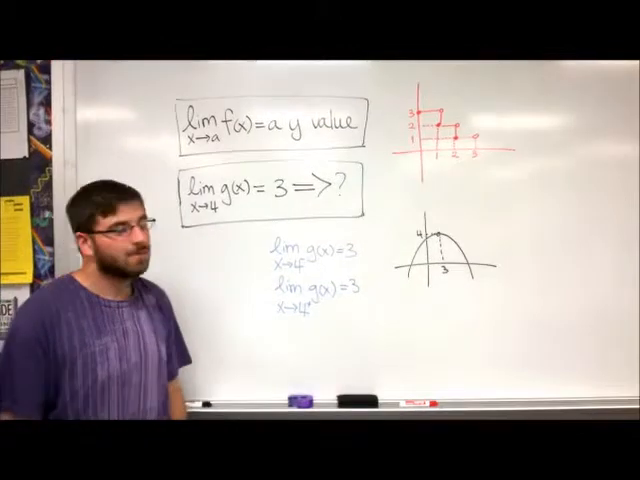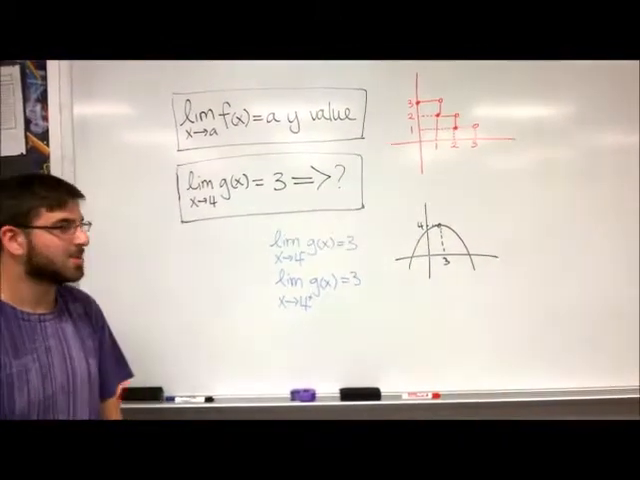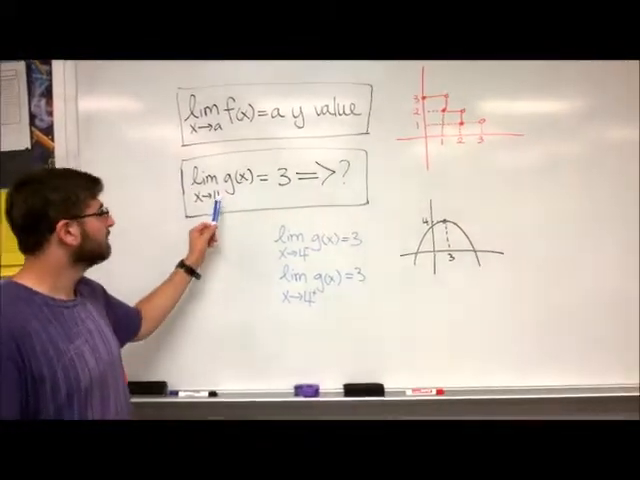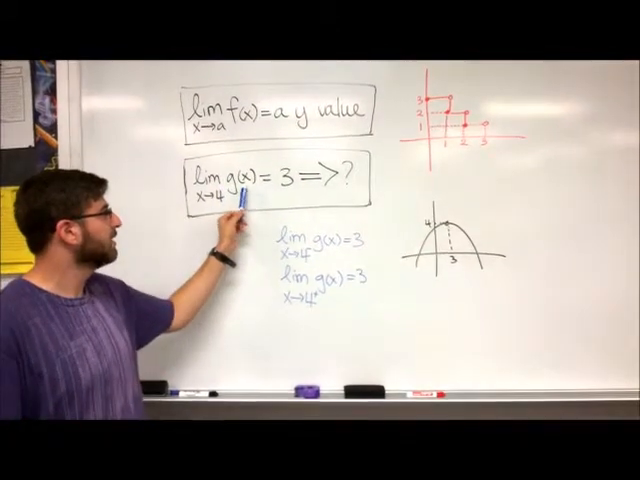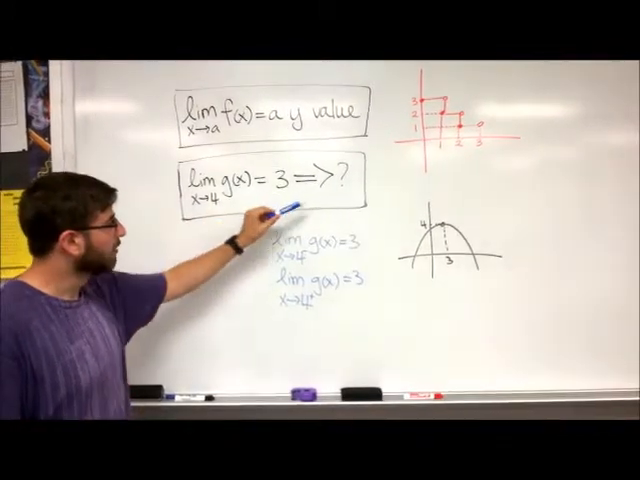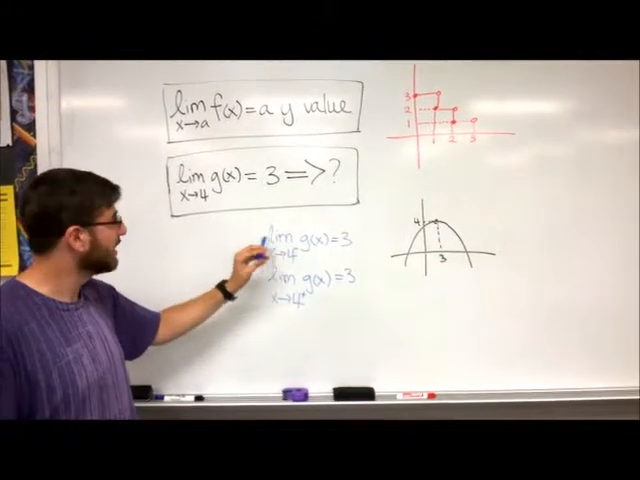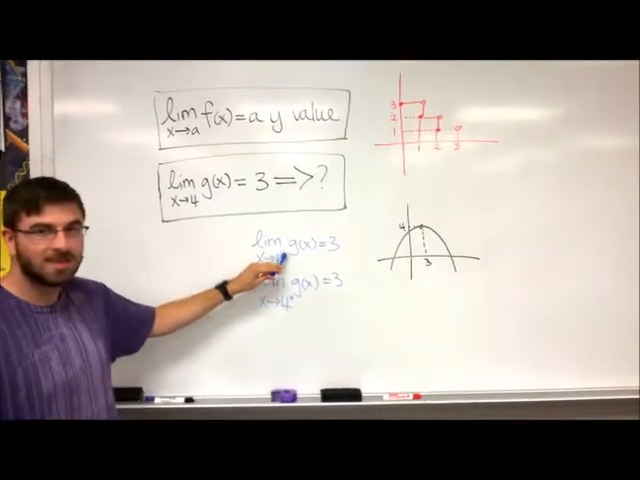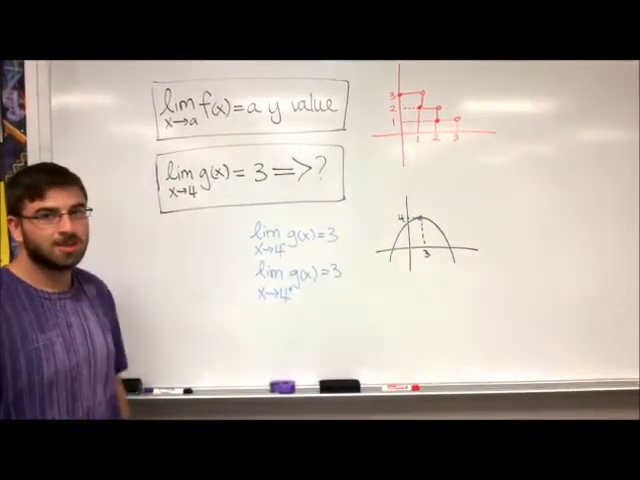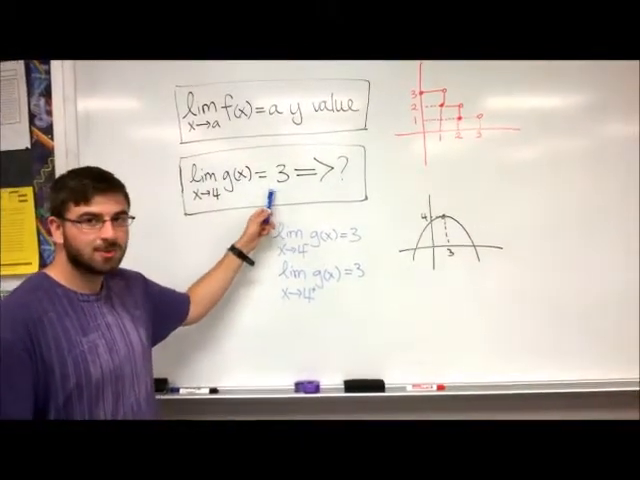And continuity is basically, can you draw the function without lifting up your pencil? That's just a basic definition of continuity and limits. For a limit, for example, the limit of g of x equals 3 as x approaches 4, what would that be? All we really know is that when x approaches from the left side, which is what the negative means, and from the right side, which is what the positive means, it equals 3. That's the only thing we can tell when given a limit like this, and that the y value is 3 as well.